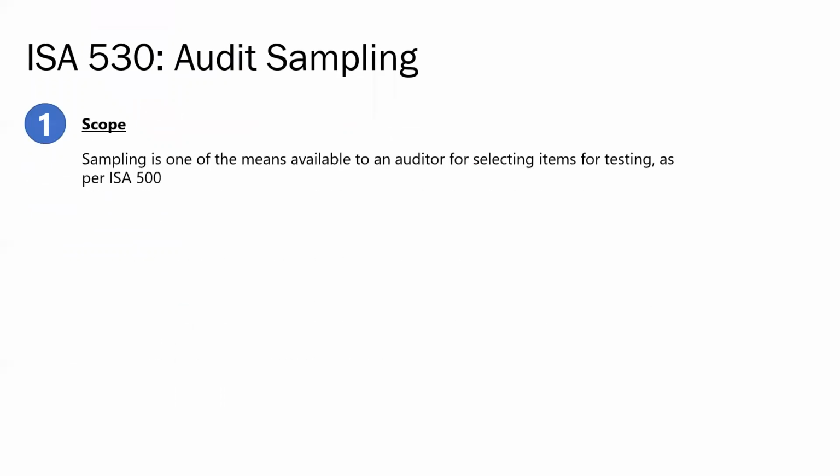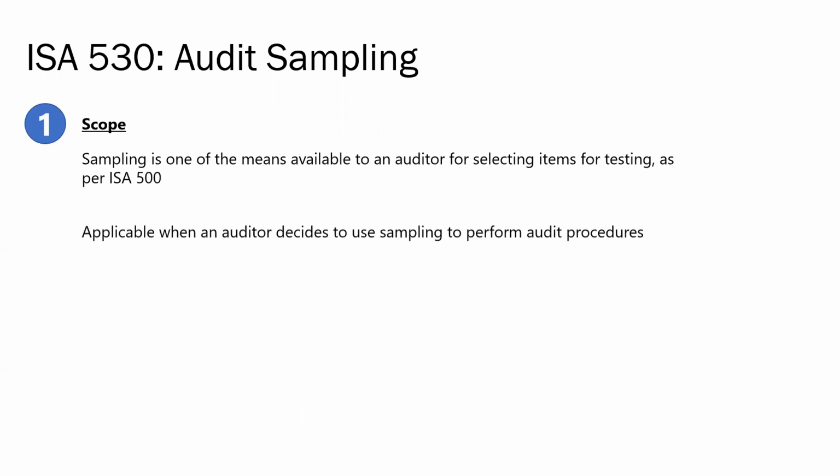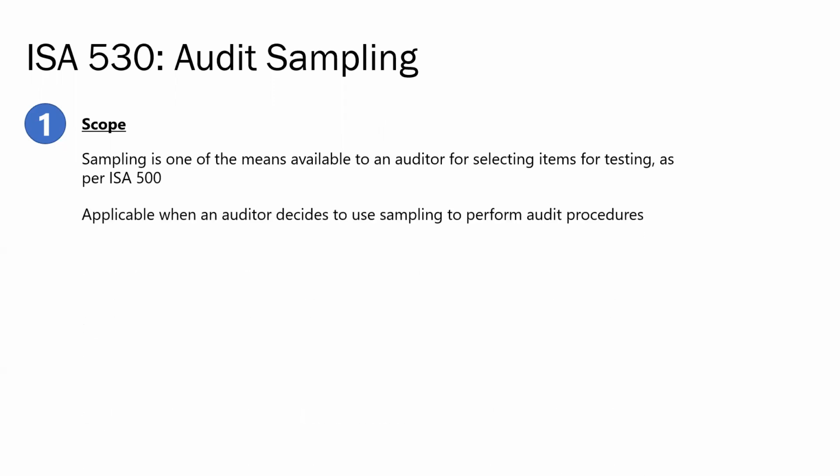Now let's look at what the scope of the standard is going to cover. The standard specifically only covers the means that are available to an auditor for selecting an item for testing, which is sampling. But ISA 500 looks at all the other means that are available, which would include your 100% testing, and also talks to sampling as one of the means available for testing. This is also applicable when an auditor decides to perform audit procedures. They would need to follow the guidelines of the standard.